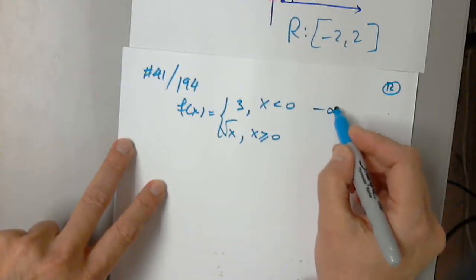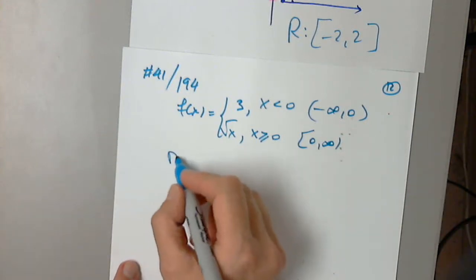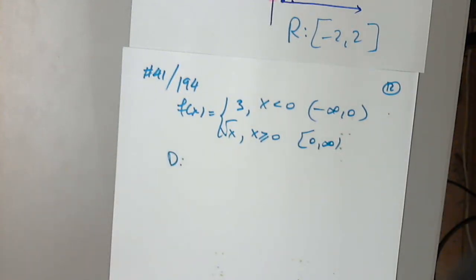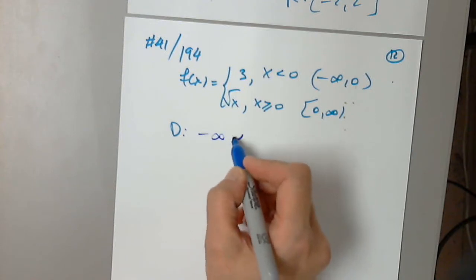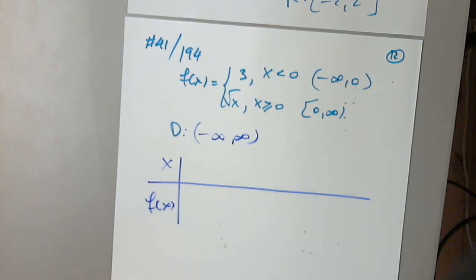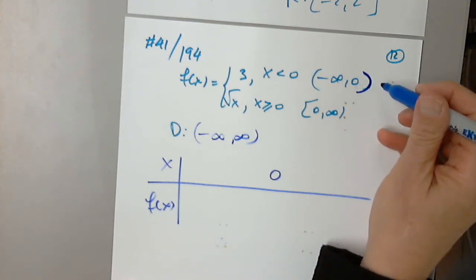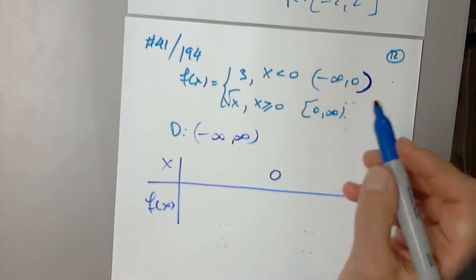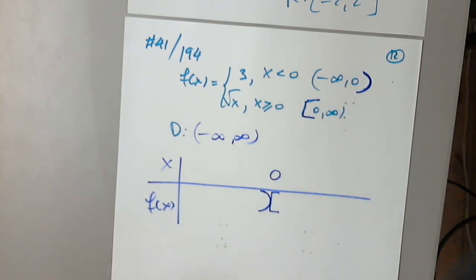Find the domain first. Of course, this is negative infinity to 0, and this is obviously 0 to infinity. And you will say that for sure the domain of this function is all real numbers, no restrictions, no gaps, no jumps, nothing. Of course, 0 must be in the table. I will copy these symbols. Look at the symbols. They are parenthesis to the left under 0 and bracket to the right. Parenthesis to the left, bracket to the right, and they're touching.